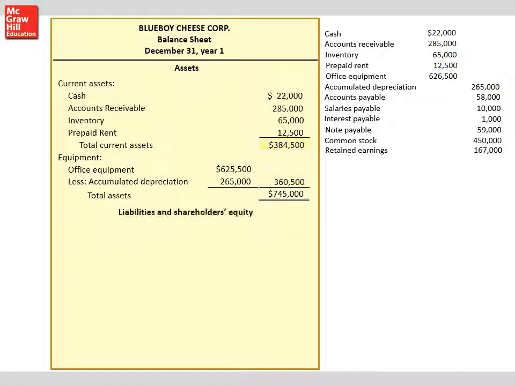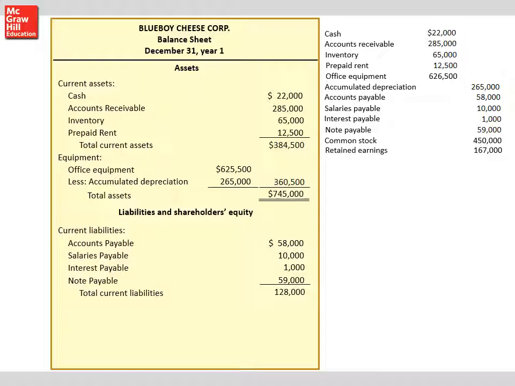Now our liabilities and shareholders' equity. Current liabilities, these are liabilities that will be paid in the coming year. Accounts payable, salaries payable, interest payable. And if we know notes payable will be paid off in the coming year, it is listed here as well. And I believe it does say it in our trial balance, it's due in 6 months. So if we're going to pay it off by the end of year 2, it is a current liability. With the dollar amounts, total them up, total current liabilities.